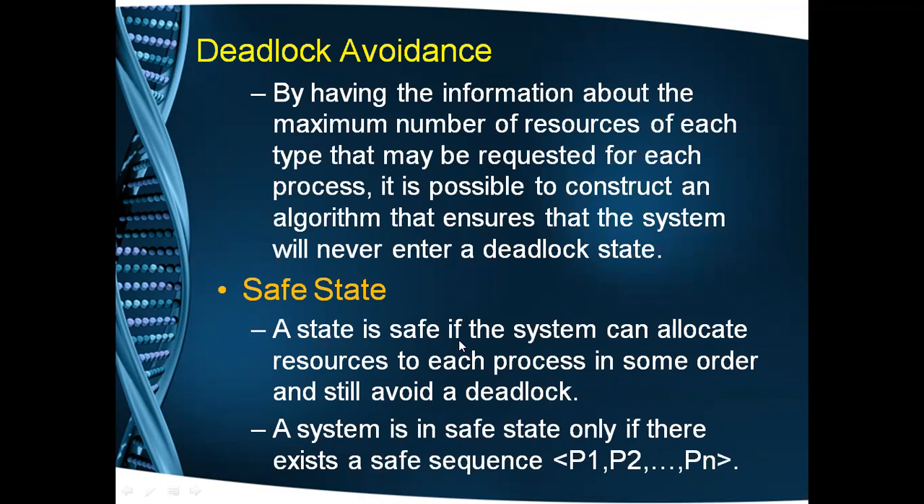So safe state means, very simple, it is a deadlock free state. There is no deadlock in the safe state. If there is a safe state, then we have a sequence like this: P1, P2 up to Pn. This is called a safe sequence.